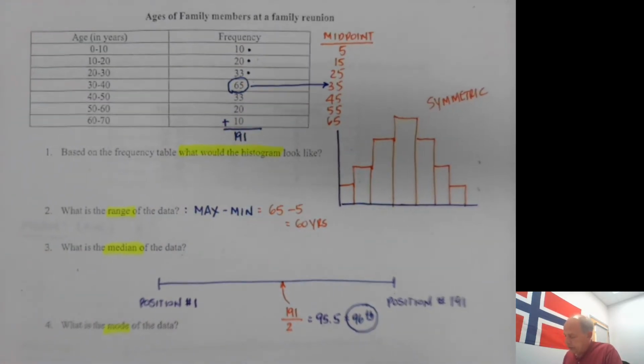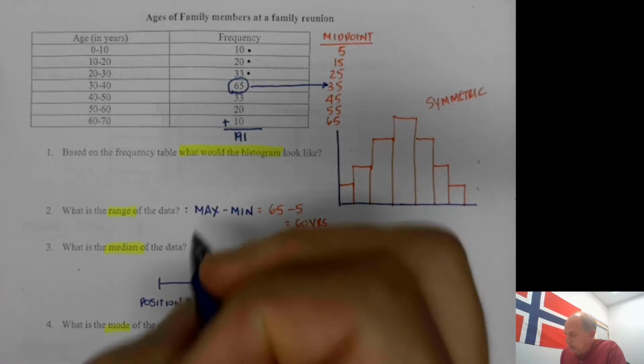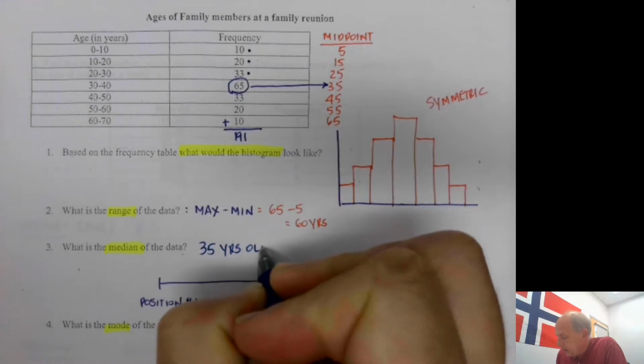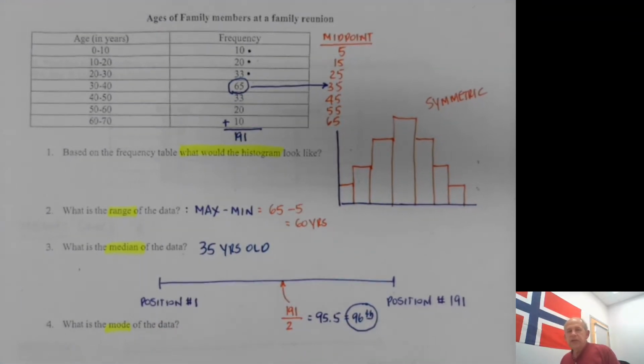That's where I use the midpoint. So my median is going to be 35 years old. So that's probably the most difficult thing we're going to do with this, is find that median. It's all about the position.